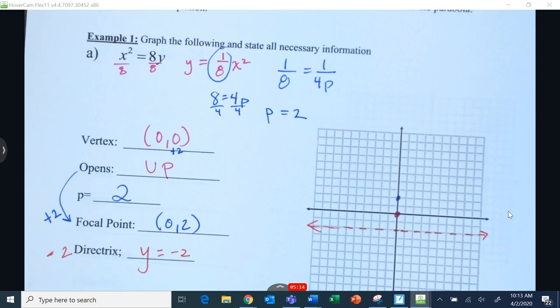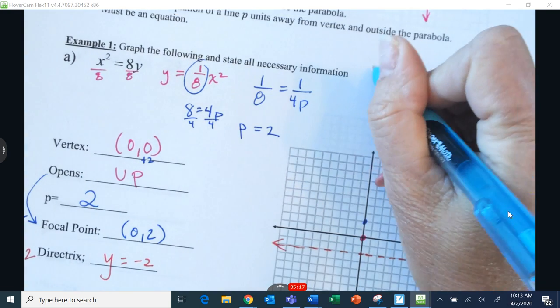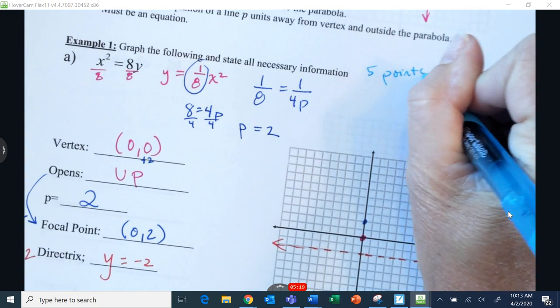Now to graph parabolas, I want to see 5 points minimum.